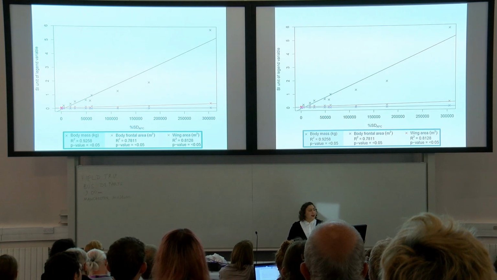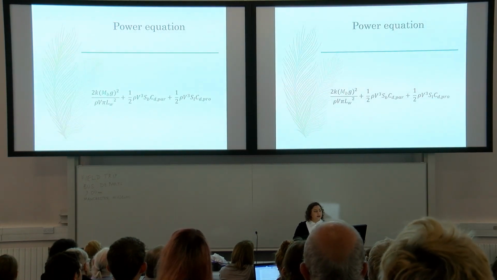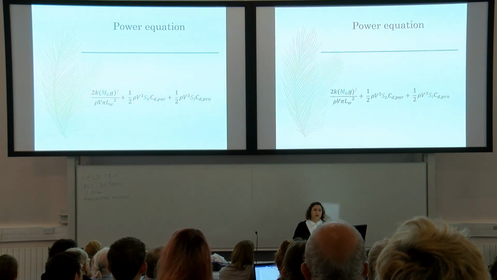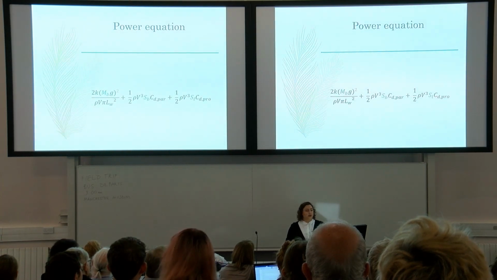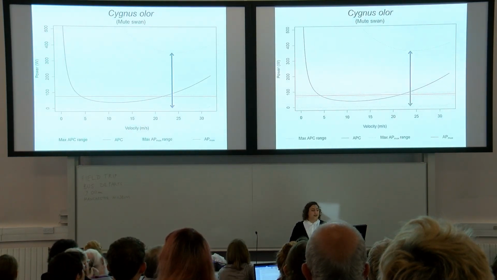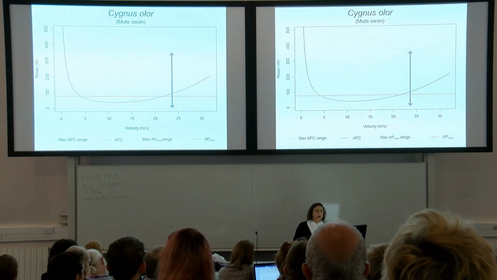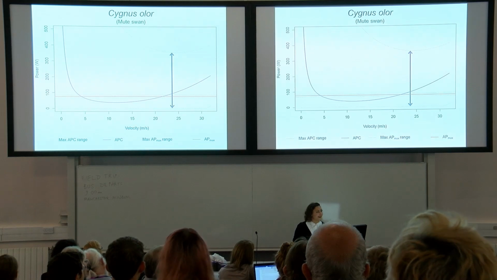Well, if we go back to our power equation, we can see why. As I said before, body mass is squared. On the other hand, neither body frontal area nor wing area are raised to any power. So that means that any error associated with estimating body mass is going to be translated much more strongly into our APCs, and is essentially the main reason for this massive error that's happening. I mean, body frontal area and wing area also have an impact, but it's nowhere near as large as the impact that body mass has.